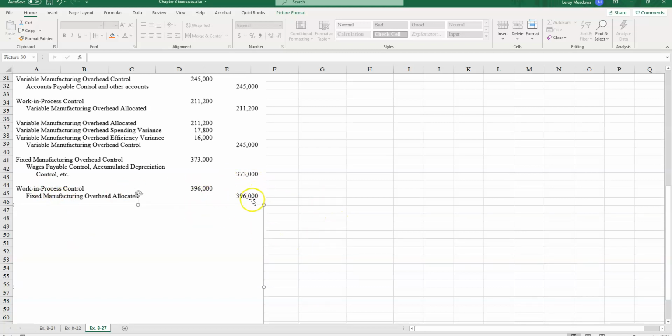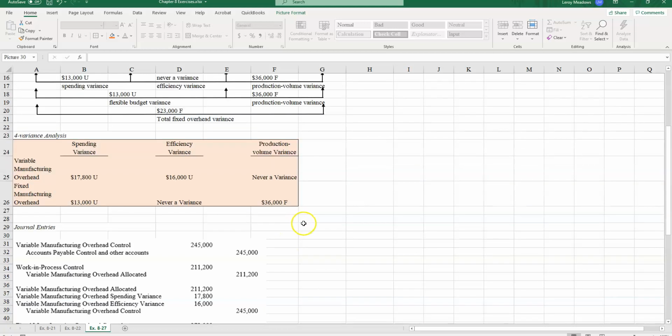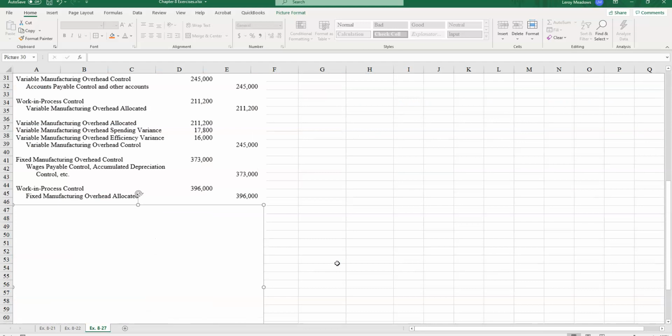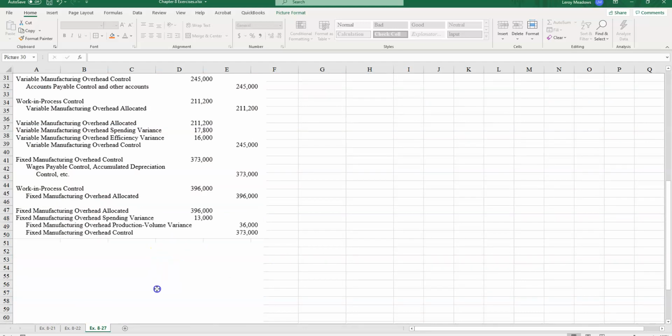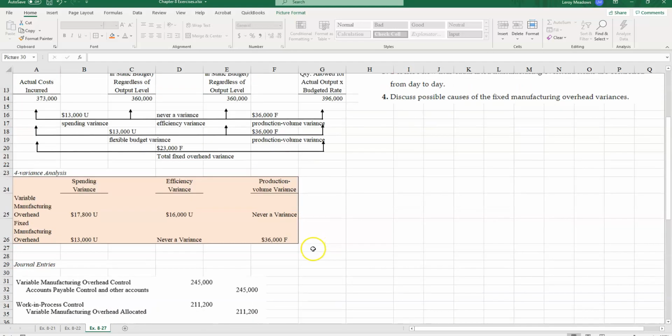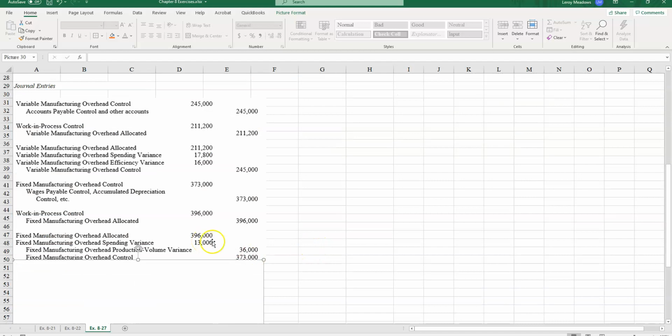But I'm going to get this number now because we're using standard costing. I'm going to get this from up here, $396,000. And when I do this table here, $396,000. And then I'm going to close out my fixed manufacturing overhead allocated control, spending variance, and production volume variance. So I'm going to use the numbers from up here, fixed manufacturing overhead allocated, same thing as what we allocated up here. I'm going to close it out.